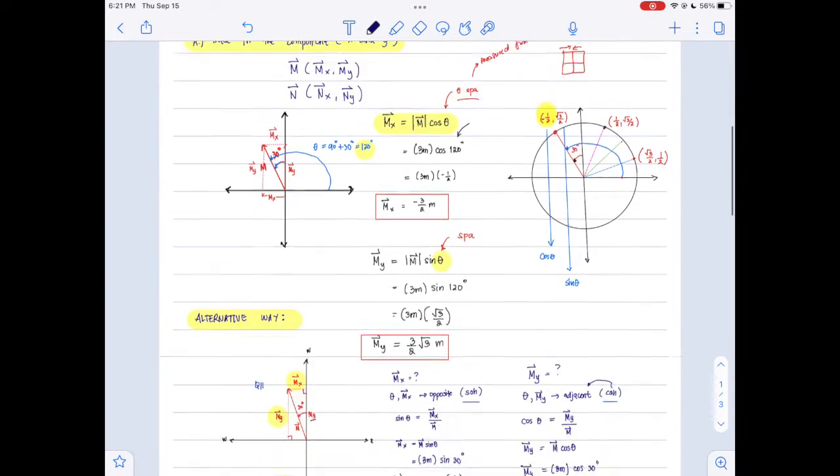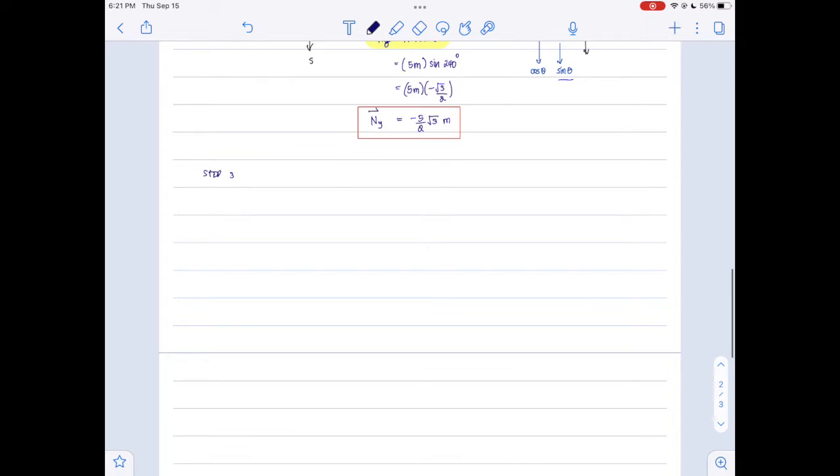Step 2, or B. I'll choose B. B is to solve for your Rx and Ry. Now, basically, your Rx, meaning the x component of the resultant, is just the sum of all the x components.